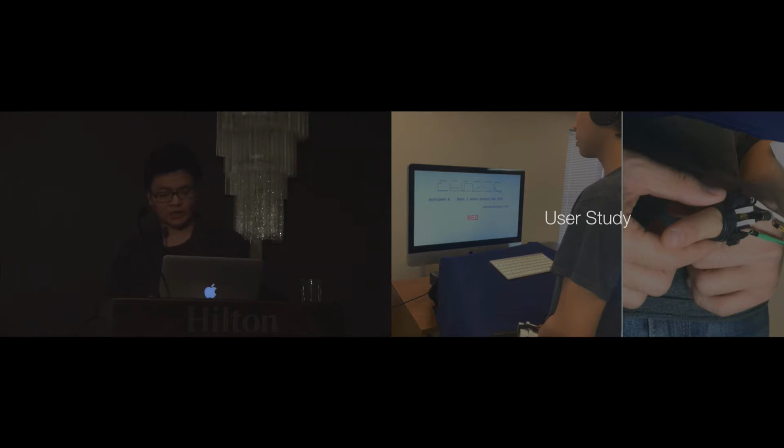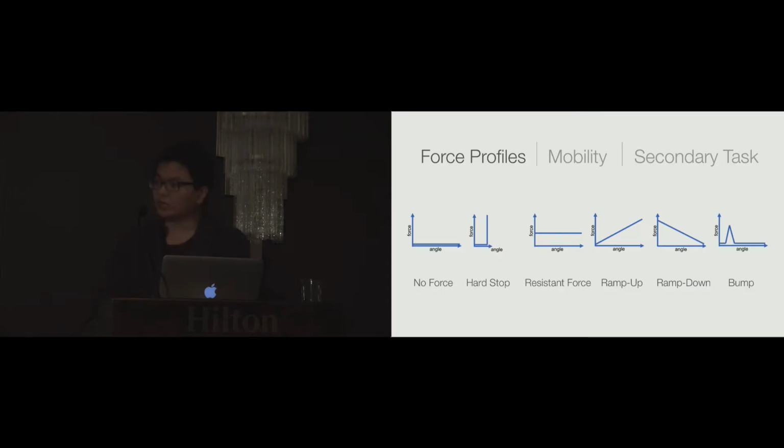To explore this, we carried out a lab study that explores whether Frictio can be used as an effective output mechanism for smart rings. We had three independent variables. The first one was the force profiles as described before. And in the task, users will rotate the ring, and a random force profile will be rendered. And users need to tell as quickly as possible which force profile they just felt.